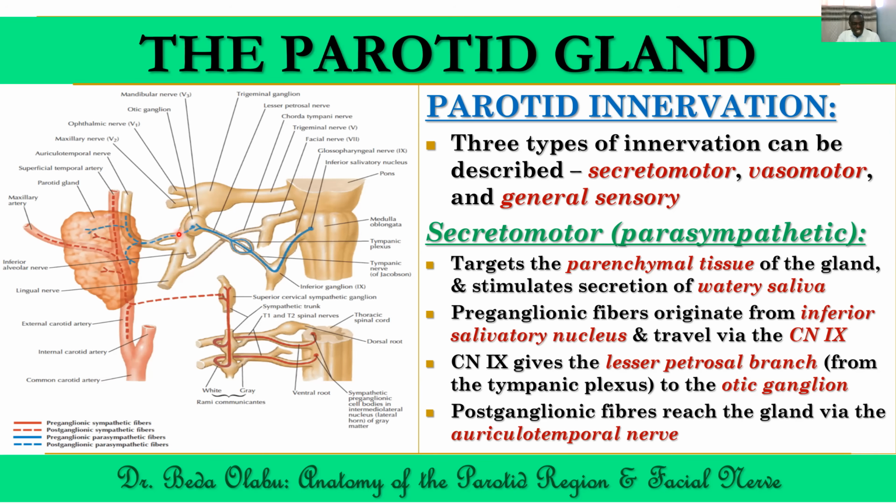And it is through that hitchhike that the postganglionic neurons are able to reach the glandular elements of the parotid. So that is the secretomotor innervation, the innervation that causes production of watery saliva. Remember, the cranial nerve that supplies that is the glossopharyngeal nerve.